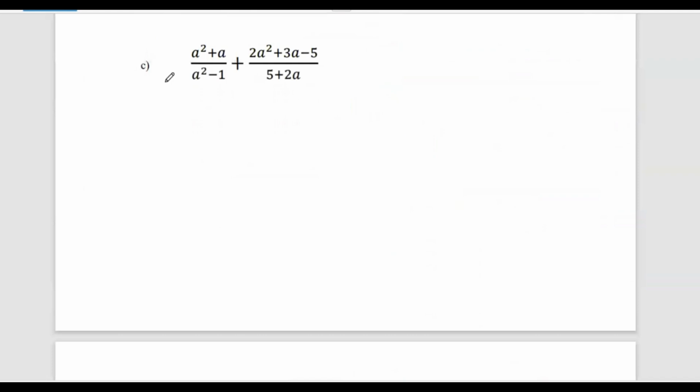Our next question, which is the last one, which is C. In this case, we have a squared plus a over a squared minus 1 plus 2a squared plus 3a minus 5 over 5 plus 2a. So still, this is a plus. Remember we said if we have a plus, then we have to apply the LCD or the LCM. Now, we said we're not going to waste time with finding the LCM of these variables, and even confusing. So we're going to apply the crisscross, that and that and that, since it's a plus.